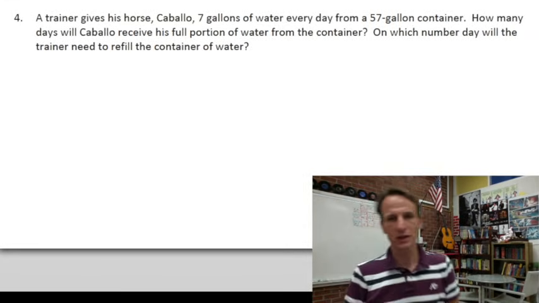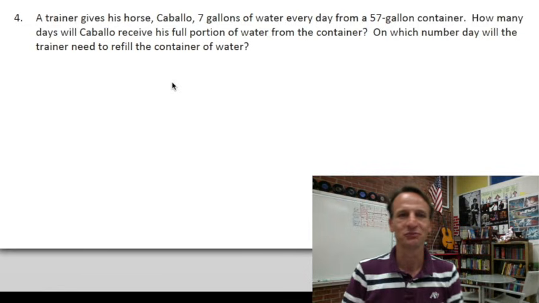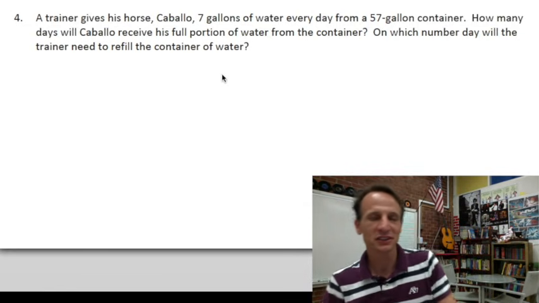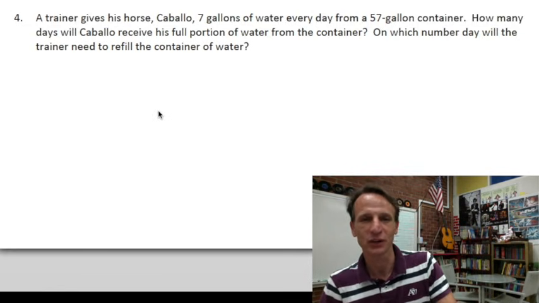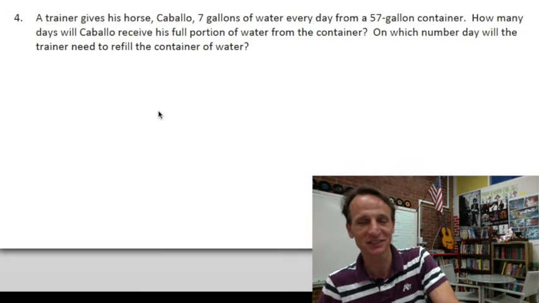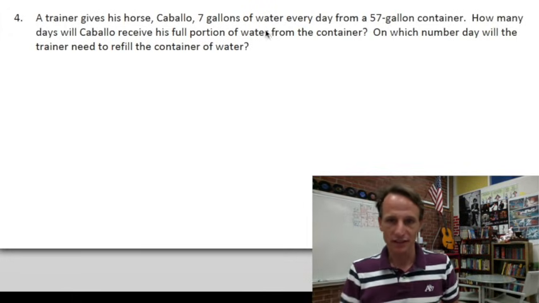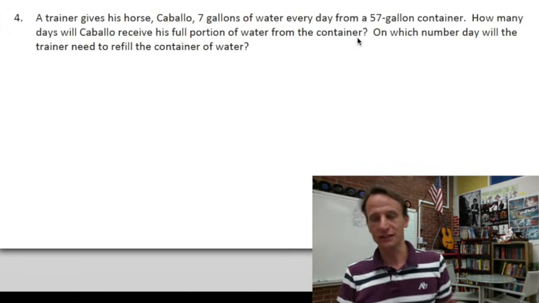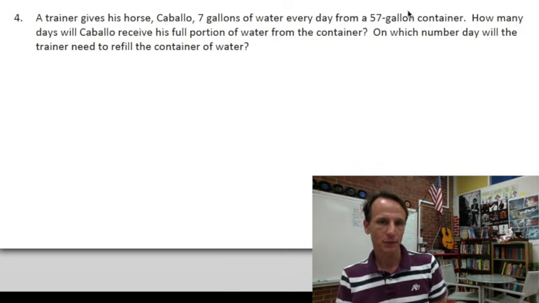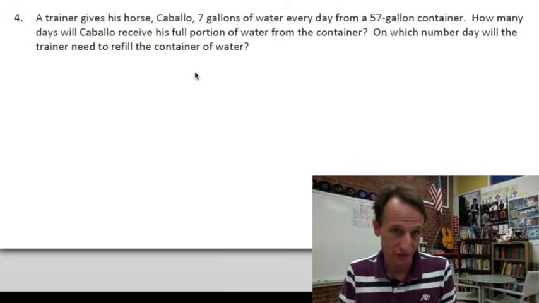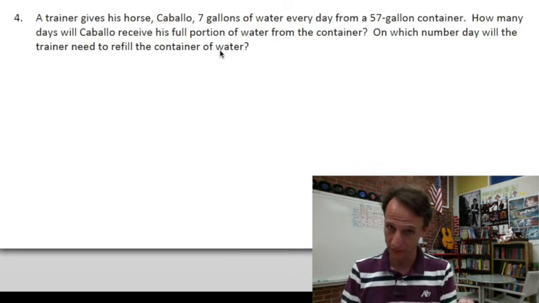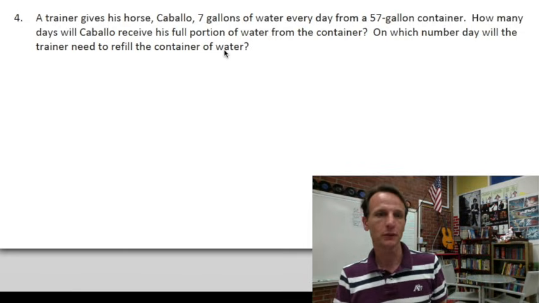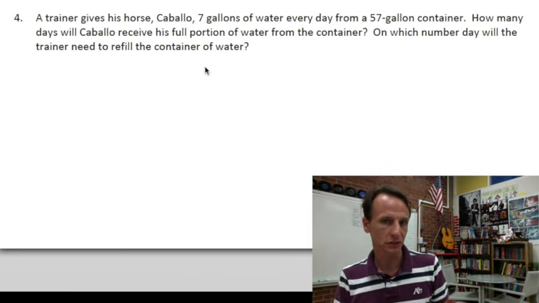All right, here we go. Number 4. This one's funny. A trainer gives his horse caballo. And of course, caballo is the Spanish word for horse. So the horse's name is horse. 7 gallons of water every day from a 57-gallon container. How many days will Caballo receive his full portion of water from the container? On which number day will the trainer need to refill the container of water?